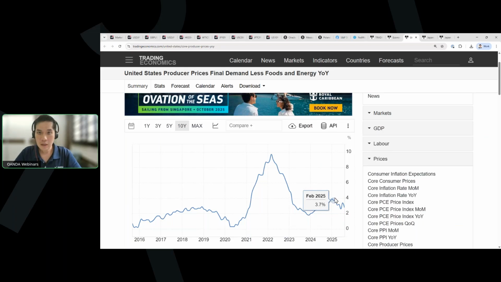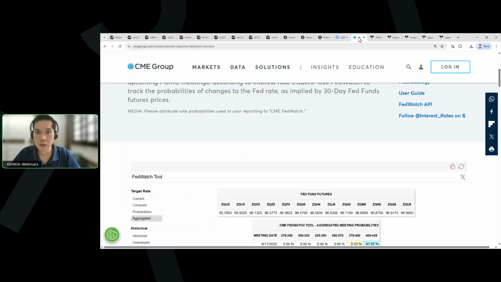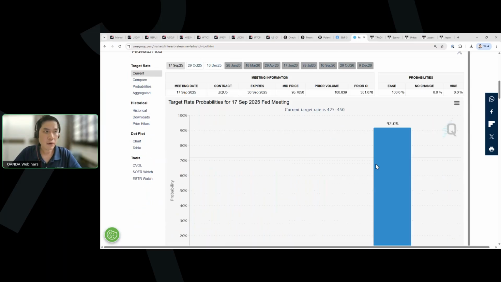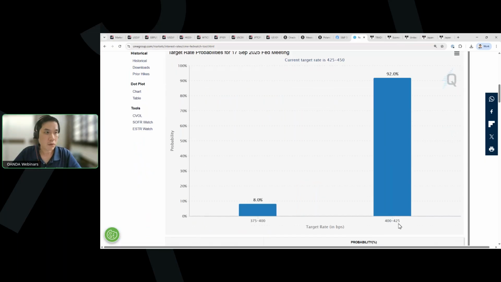So this gives the Fed the ammunition to conduct its highly anticipated dovish pivot next week, on the 17th of September. If you look at the Fed funds futures traders' pricing, based on the latest calculation populated by the CME FedWatch Tool, there is now a 100% chance that the Fed will cut on the 17th of September to bring the Fed funds rate down to 4% to 4.25%.